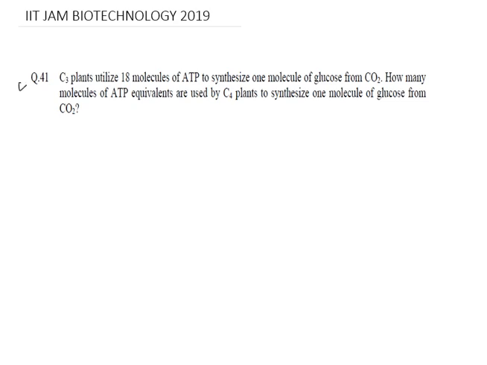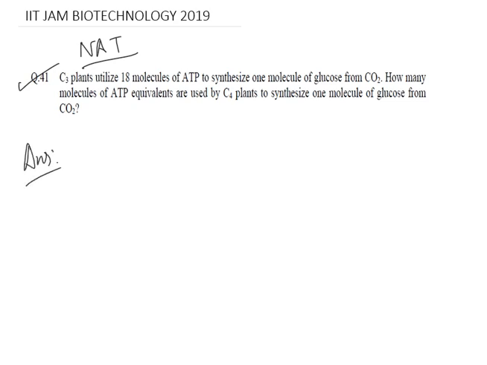So this is question number 41 from section 3. Therefore, it is a numerical answer type question. That means we need to find a numerical answer for this particular question. So let's see what is in this question.